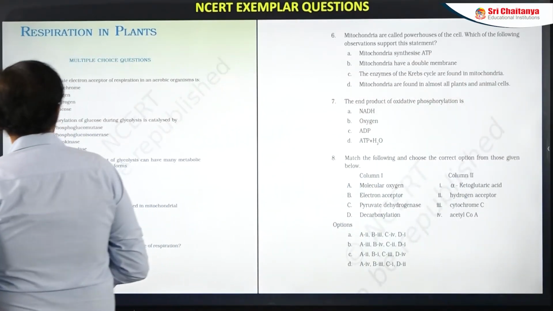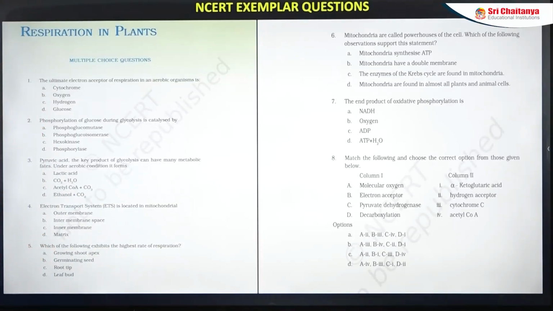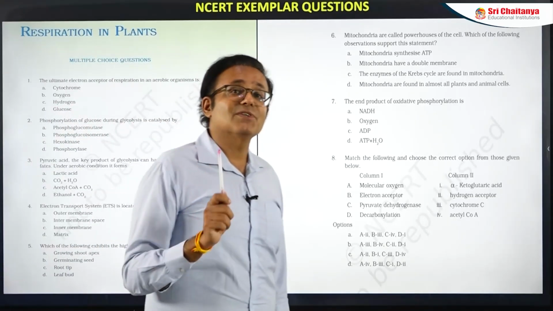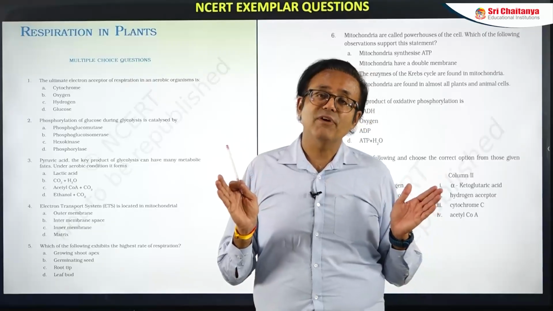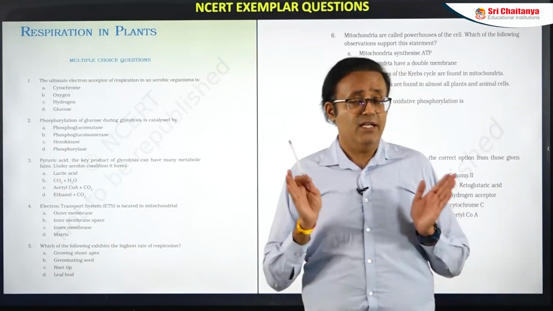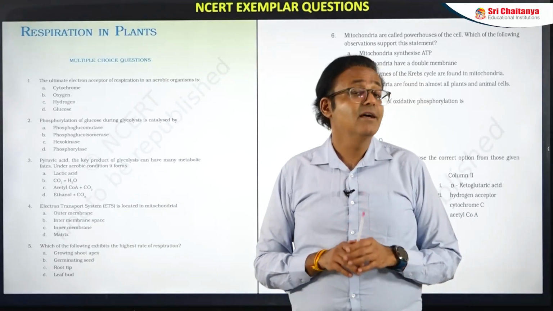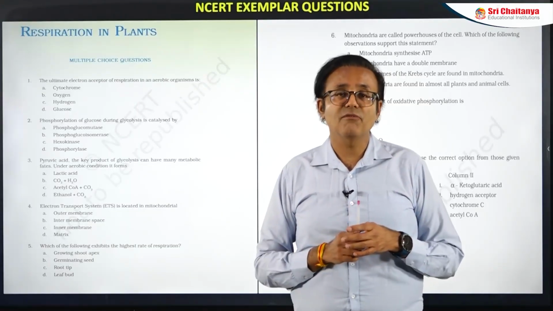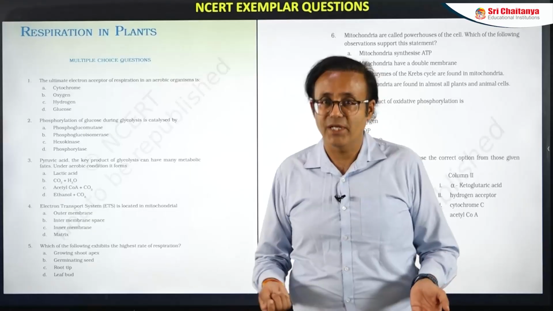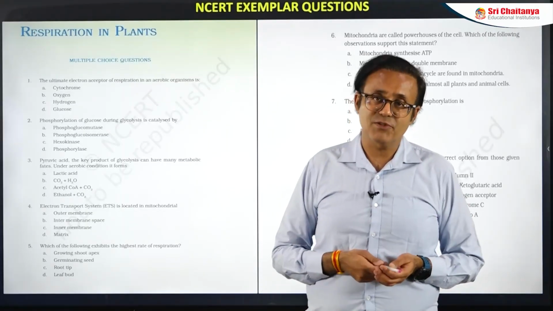The ultimate electron acceptor of respiration in an aerobic organism, you know the answer, is oxygen. Phosphorylation of glucose during glycolysis is catalyzed by, you know, remember students, whenever there is a phosphorylation reaction, the name of the enzyme is always kinase. Wherever there is an oxidation reaction, the name of the enzyme is always dehydrogenase. Wherever there is an isomerization, the name of the enzyme in most cases is isomerase or a mutase, as in the case of respiration.